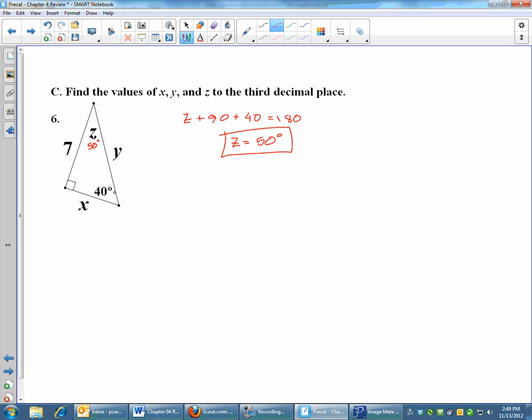Let's start with x. If I think about 40, I have the opposite side, and I have the adjacent side. Well, if you have opposite and adjacent, that is tangent. So I will say tangent of 40 degrees is equal to opposite 7 over x, and then we solve that equation. I like to get rid of my fraction, so I'm going to multiply by x on both sides of the equation. Over here, the x's cancel, leaving me with x times the tangent of 40 degrees.